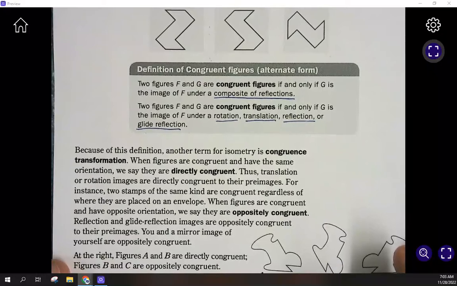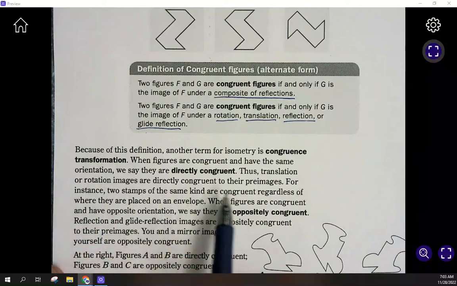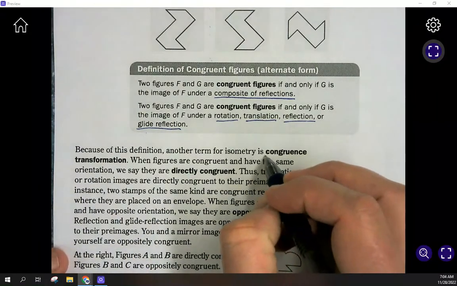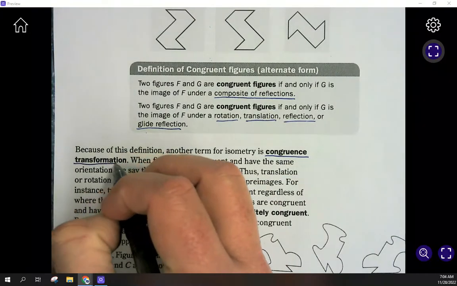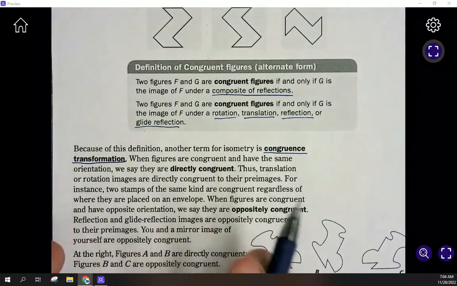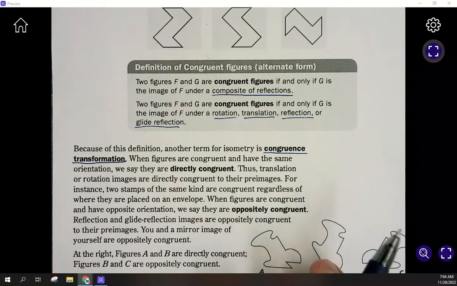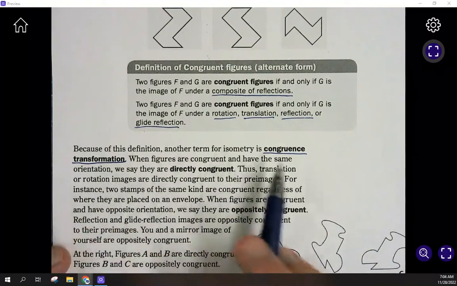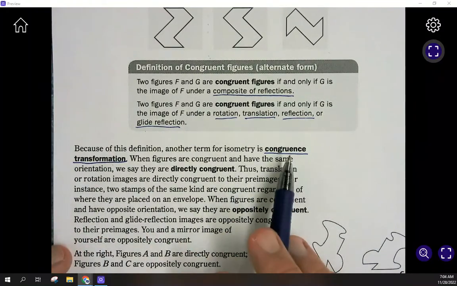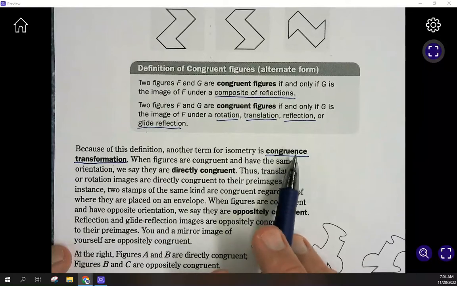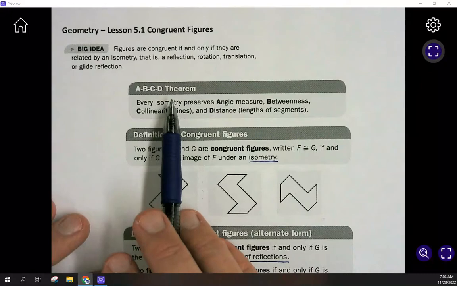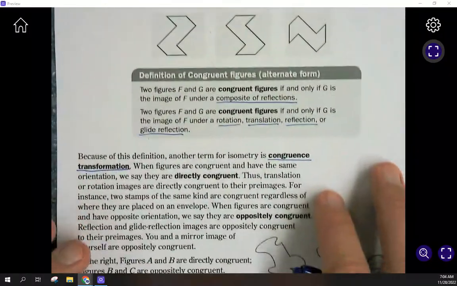So we're just kind of looking at some vocabulary, making sure we understand where we're headed. So because of the definition, another term for an isometry is a congruence transformation. So I just gave you another one. So remember, transformation is any different change in size, shape, location, orientation. You take a shape, something changes. That's a transformation. So a congruence transformation is where it doesn't change size. And to be more specific, it's an isometry where all of your A, B, C, Ds are preserved.